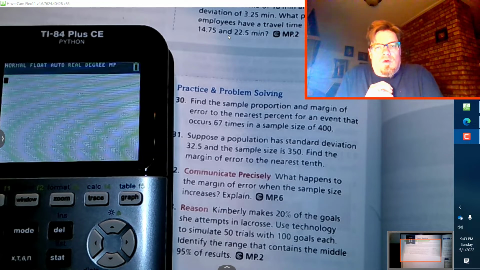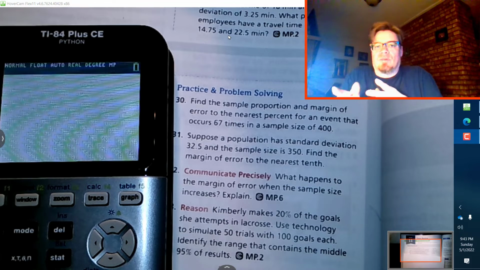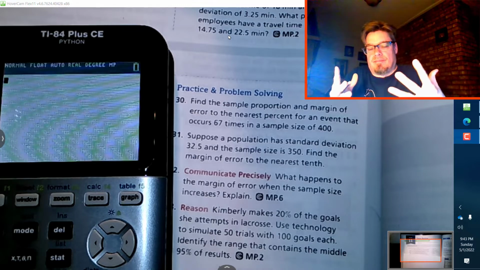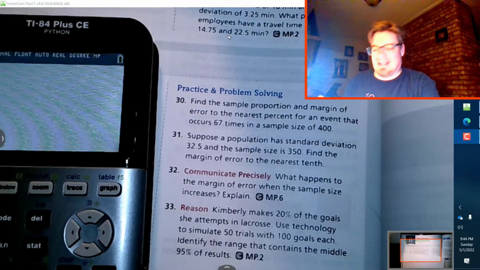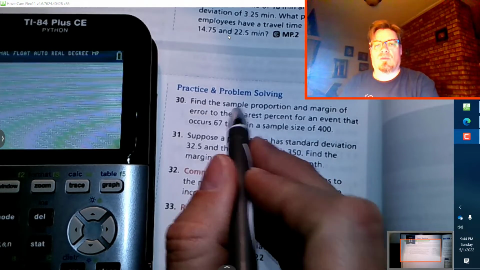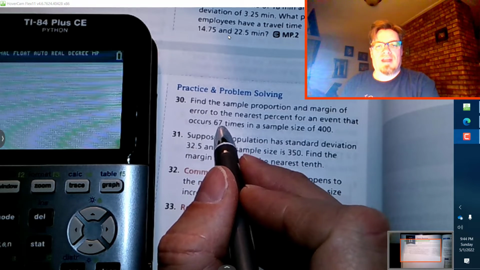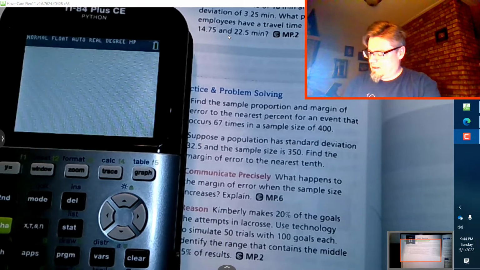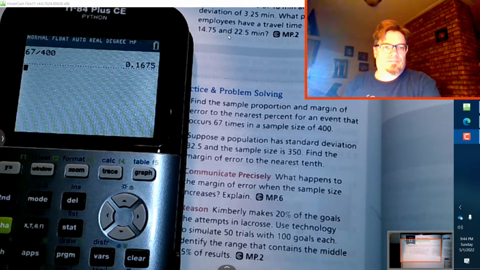Okay, so a sample proportion is the relative size of this when you look at the entire data. To calculate the sample proportion is basically figuring out if a certain event happens 67 times out of 400, what percentage is that? 67 divided by 400, okay, it happens 0.1675 times. Isn't that 1/8?